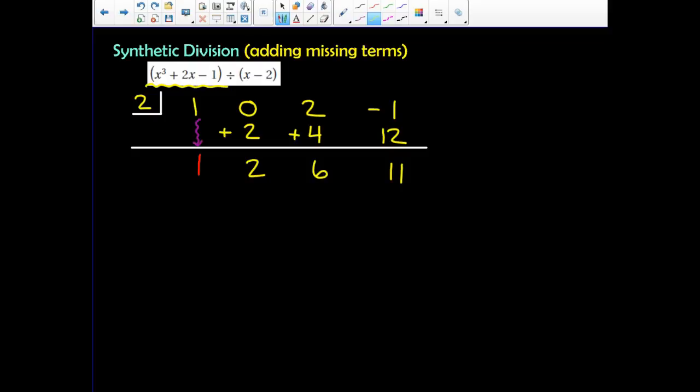The 11 is the remainder. The 6 is the constant. The 2 is the x term. And the 1 is the x squared term. Pretty neat, eh? Sure beats long division, right?